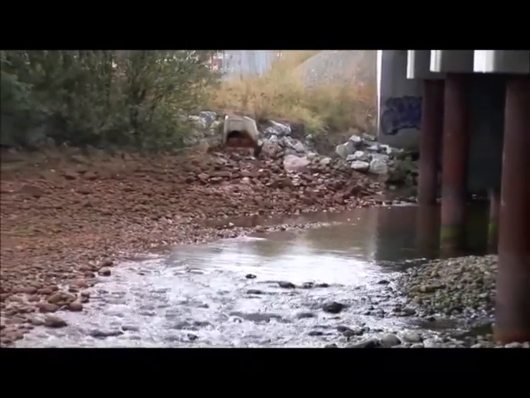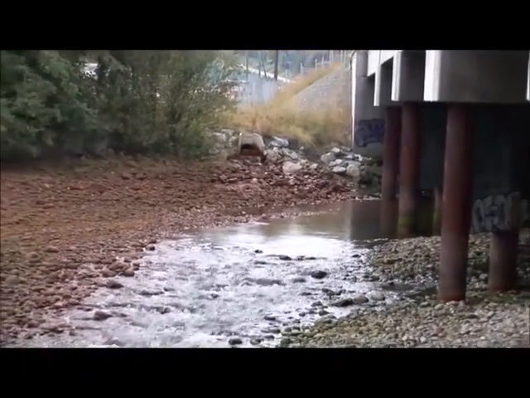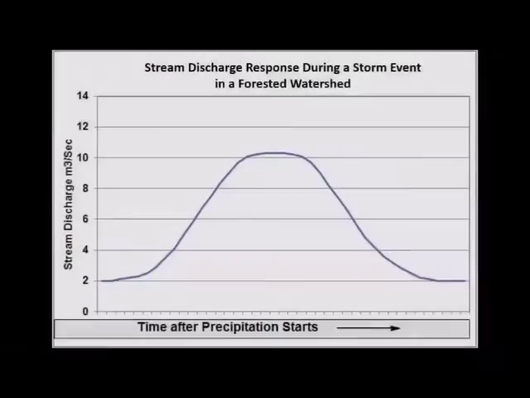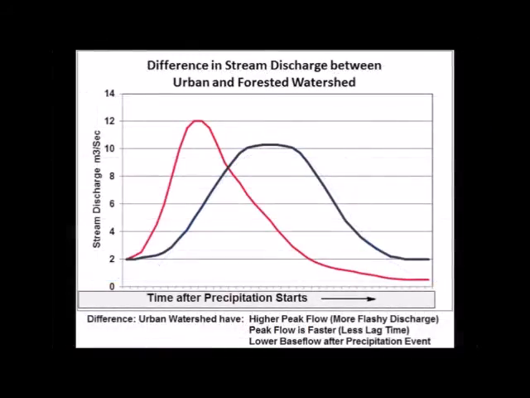Stormwater runoff is directed from gutters and drains to underground pipes. This in turn leads to a body of water. Let's see how this affects the stream flow of receiving waters. This is a typical hydrograph for a stream in a forested watershed. There are three main ways urbanization affects stream flow.